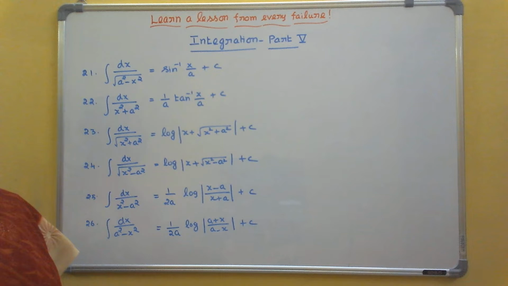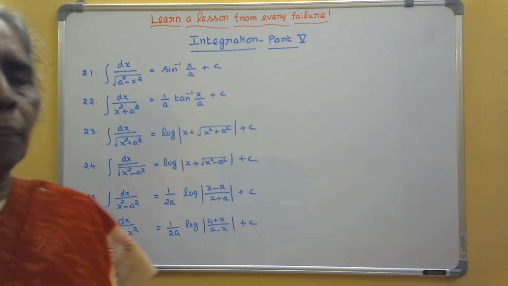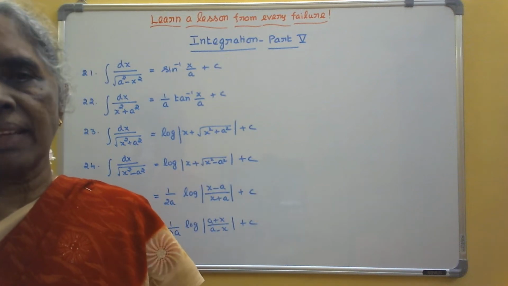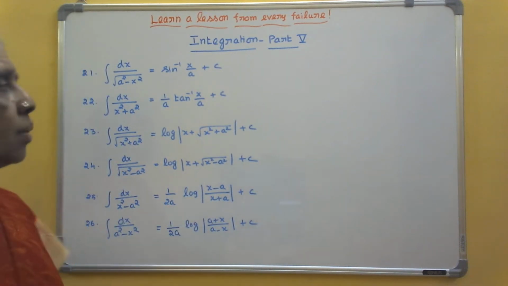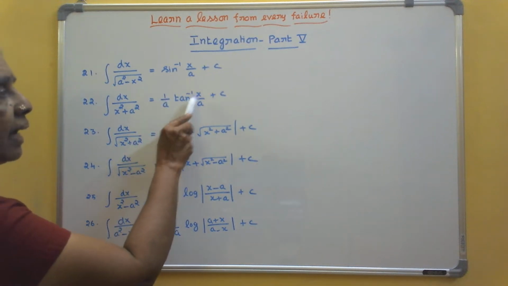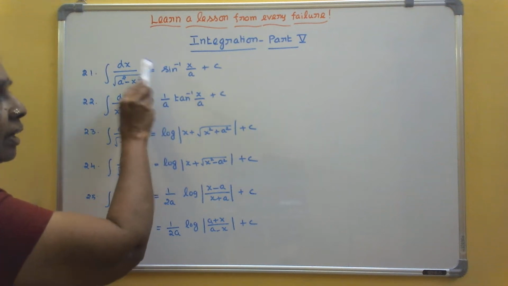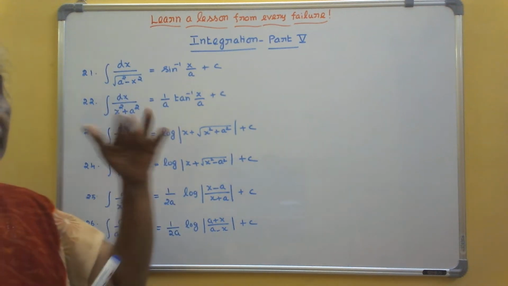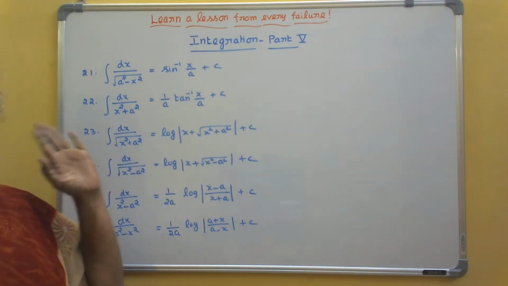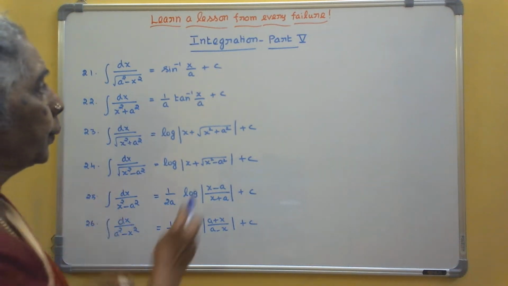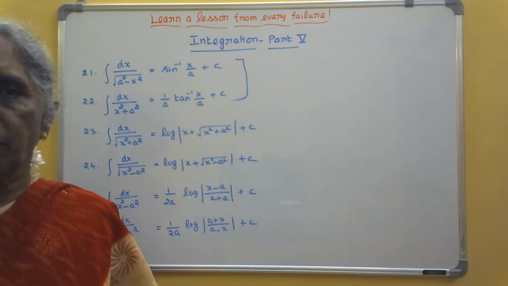Similarly, the next formula: dx by x squared plus a squared. You have studied 1 plus x squared gives tan inverse x. Here instead of 1 you have an a squared. So this is 1 by a tan inverse x by a plus c. See, don't confuse here. Here there is no 1 by a because actually there is a root. Here you have a 1 by a, then tan inverse x by a plus c. You group these two formulae together and then you study.